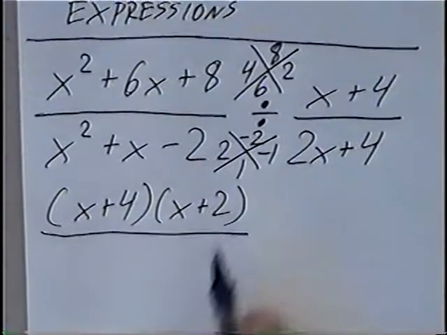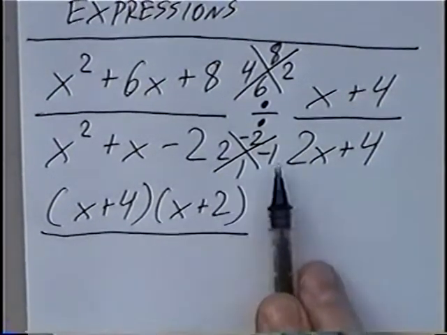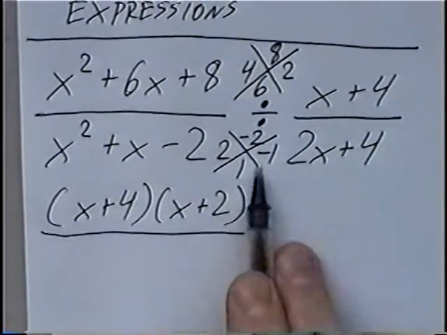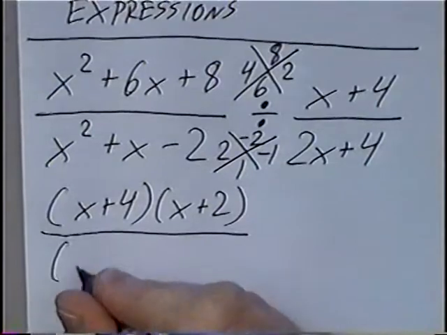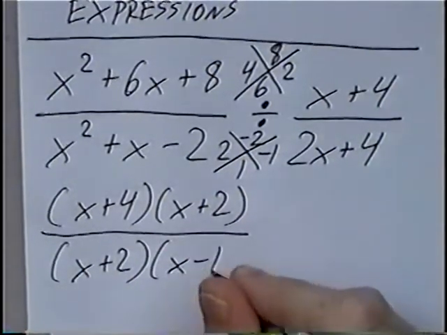Those numbers would be 2 and negative 1. 2 times negative 1 would be negative 2, and 2 plus a negative 1, which is the same as 2 minus 1, would be 1. So our two factors using 2 and negative 1, we'll have x plus 2 and x minus 1.